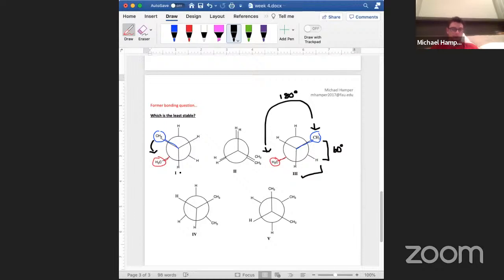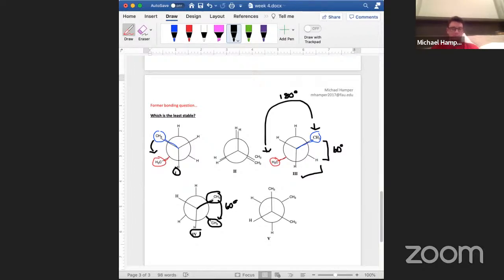So 1 is really the same thing as 4. Again, all this front biggest group would need to do is rotate once. This front biggest group and the back biggest group, although they are both staggered, it's not anti, because all it would have to do is rotate 60 degrees in order to eclipse the back biggest group. That's all.